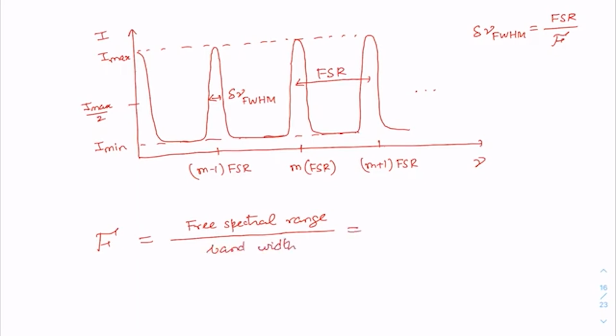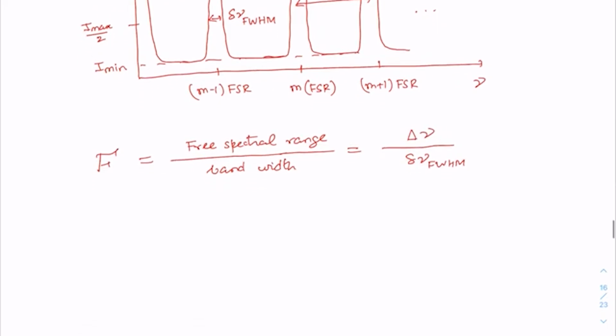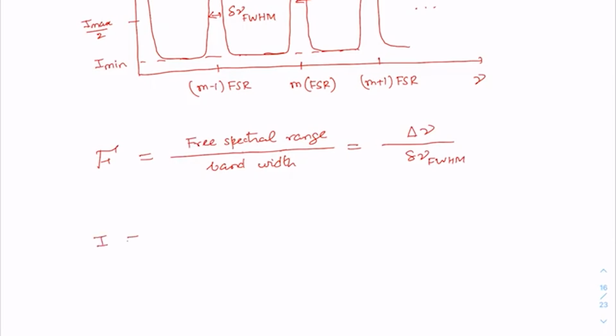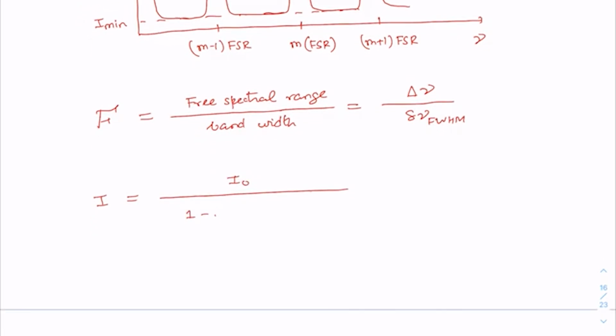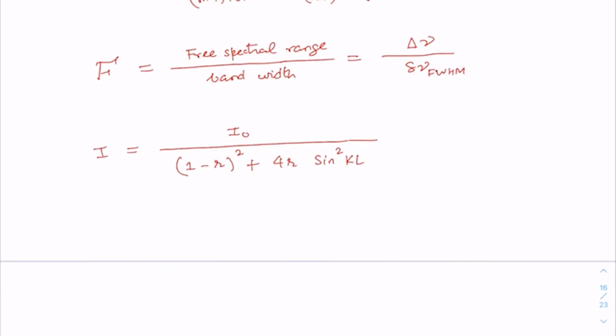In fact, this bandwidth is nothing but the full width at half maximum, delta nu FWHM, and the free spectral range, let me denote it by delta nu. Now, from the expression that we obtained a little while back, that is I is equal to I0 divided by 1 minus R square plus 4R sine square KL, from this we can work out the maximum intensity and the minimum intensity. Maximum intensity we'll get at resonance.